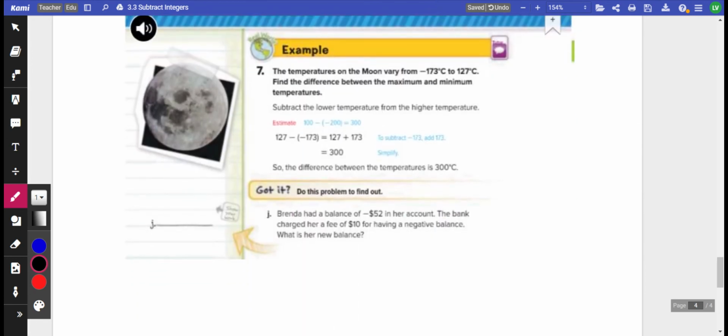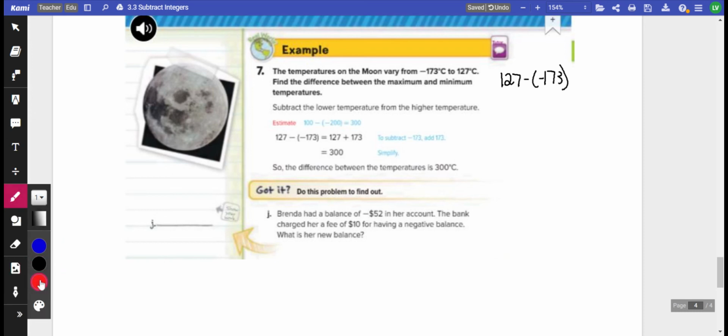All right, example 7. The temperatures on the moon vary from negative 137 degrees Celsius to 127 degrees Celsius. So we want to find the difference between the maximum and minimum temperatures. So we want to subtract the lowest from the highest. So if we take our lowest temperature, that's a negative 173 degrees. So we want to take our highest temperature, which is 127, and subtract by our lowest temperature of negative 173. So your equation becomes 127 minus negative 173.